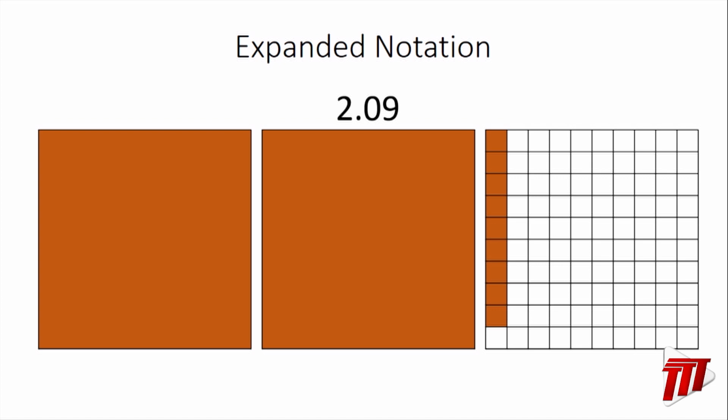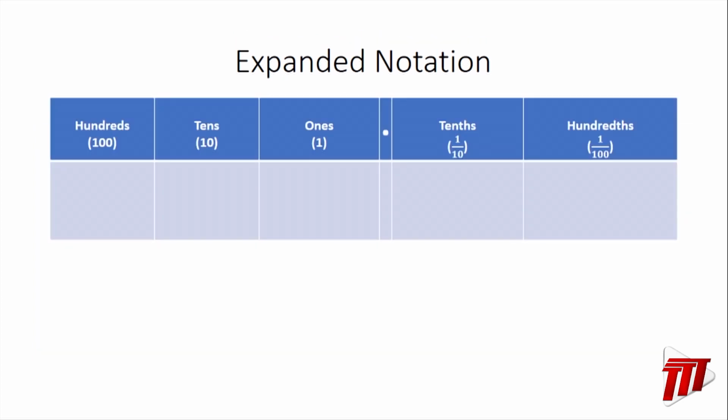We can show this information here on our place value chart. 2 ones, that is going to be to the left of the decimal point because it represents the whole part of our decimal numeral. To the right of the decimal point, we have 0 tenths and we have 9/100ths. Again, our tenths and hundredths places have been represented there using common fractions.